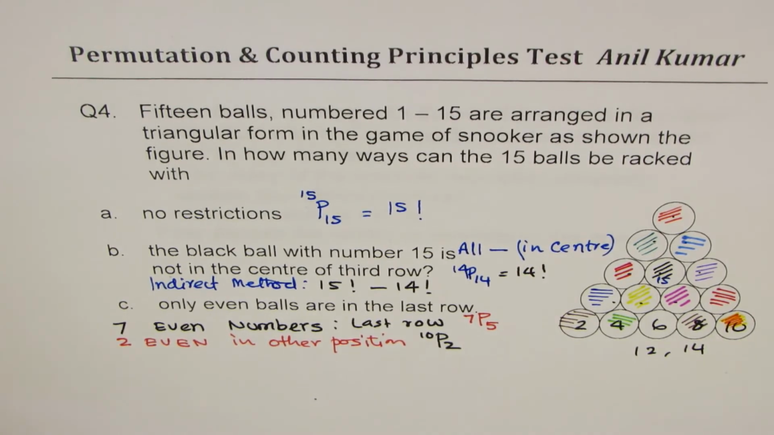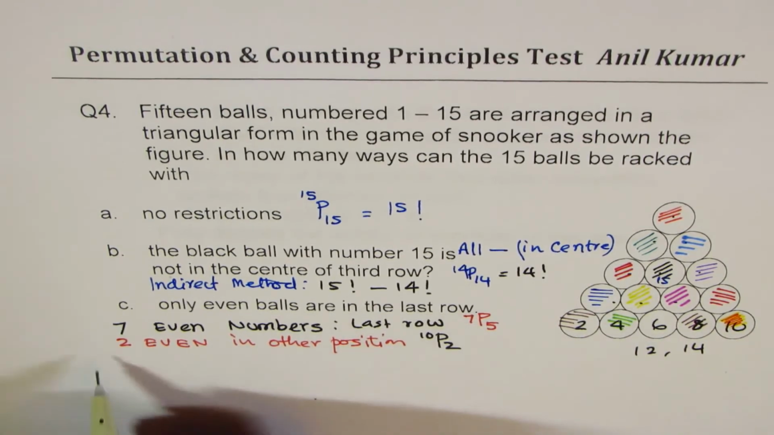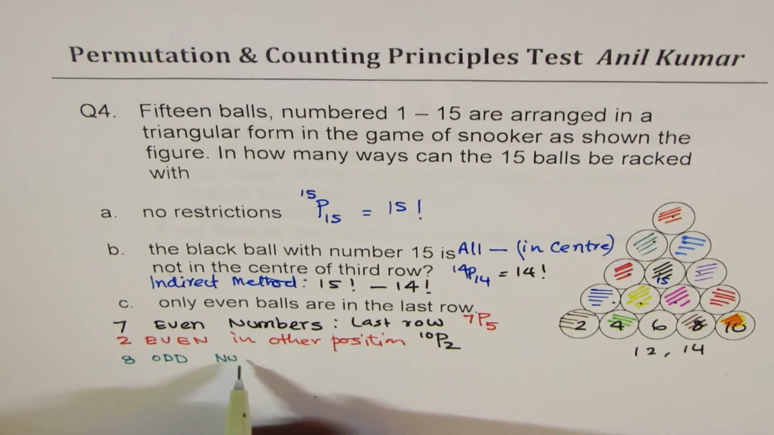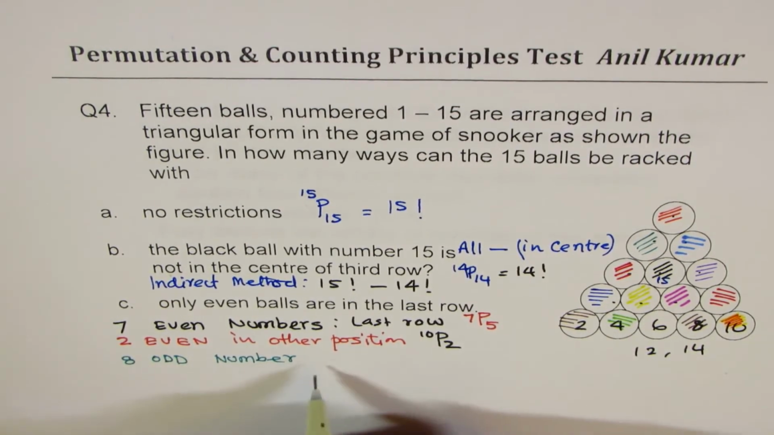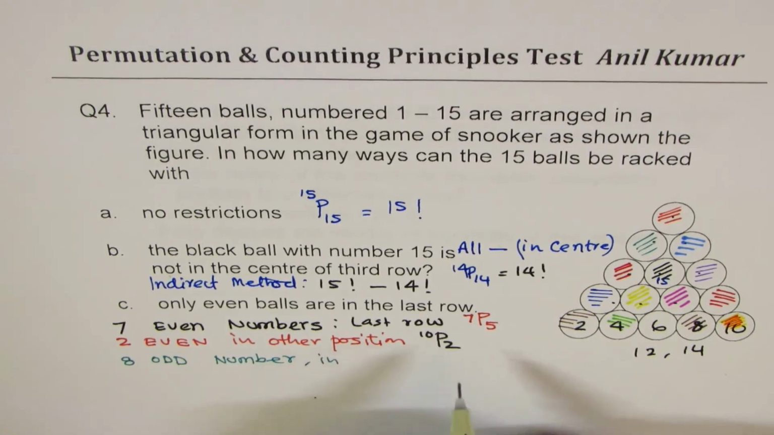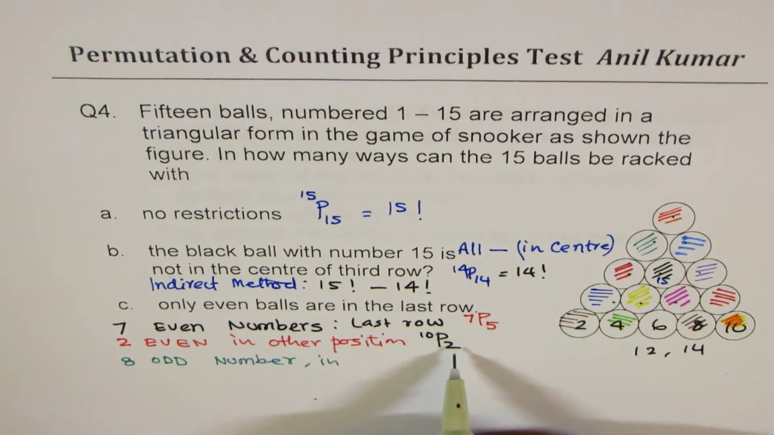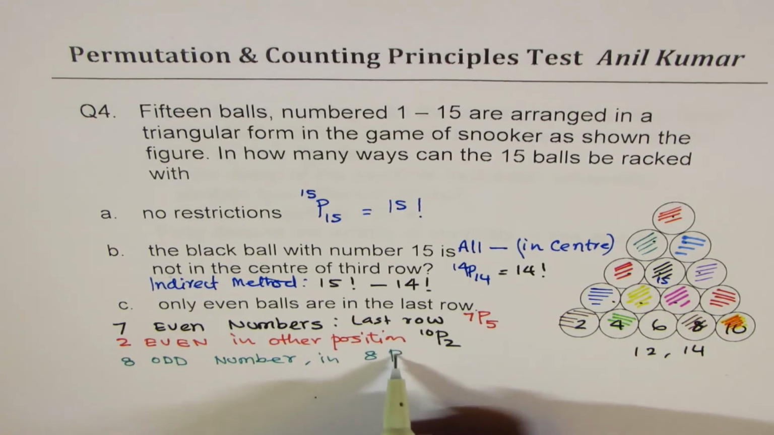So that is the second step for us. Now what is left? There are total 15. We are left with 8 odd number balls. Is that okay? And in how many positions? We have already fixed 5 plus 2, 7. So in 8 positions.